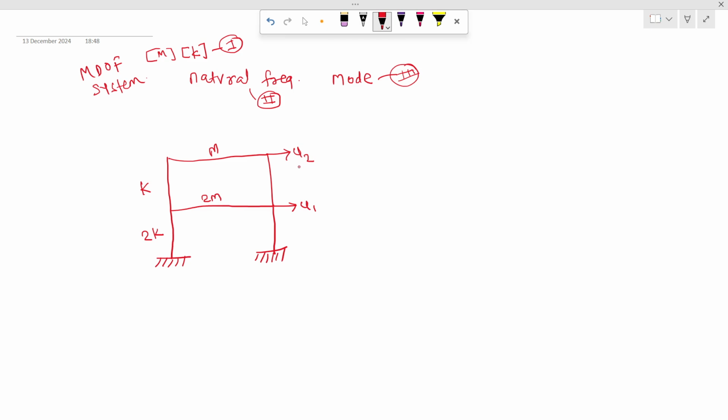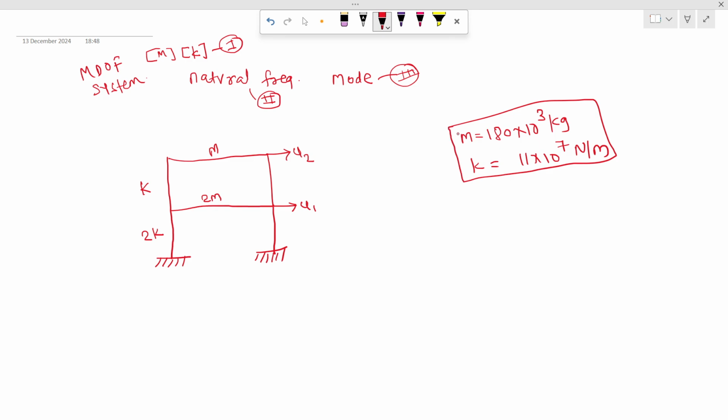Okay, the other detail given is mass is 180 into 10 raised to 3 kg, and the stiffness given is 11 into 10 raised to 7 Newton per meter. Okay, so we will use this data in our part 2. It doesn't have any requirement for this particular video.